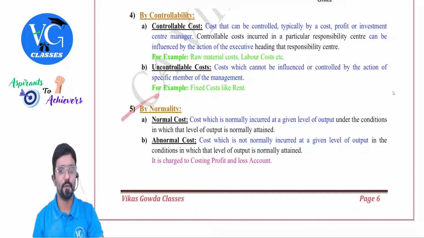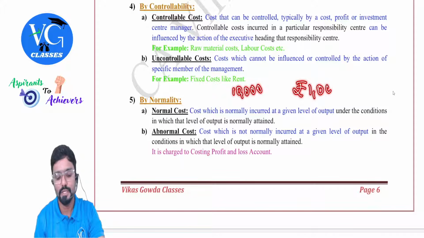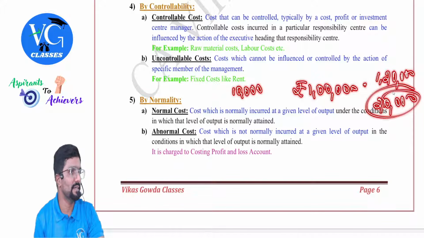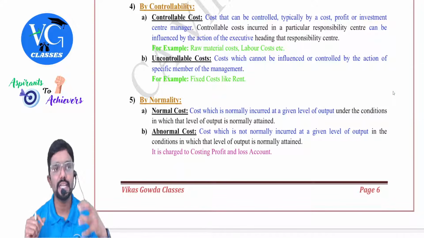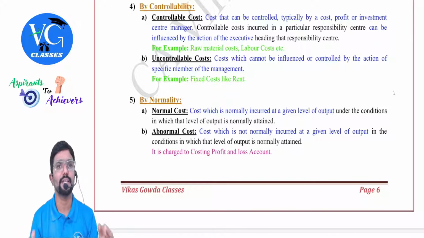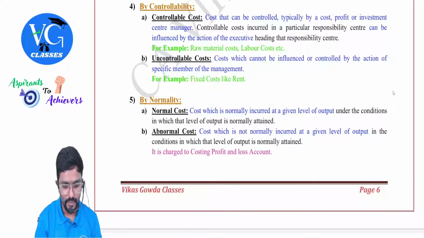Then coming to normality. Guys, assume to produce 10,000 units, my cost was supposed to be 1 lakh. This is called normal cost. But I ended up incurring 1 lakh 20,000. 20,000 extra, which was not planned, unexpected. This we call abnormal. If I have incurred something which I had not planned for and was not expected, then we call it abnormal cost.